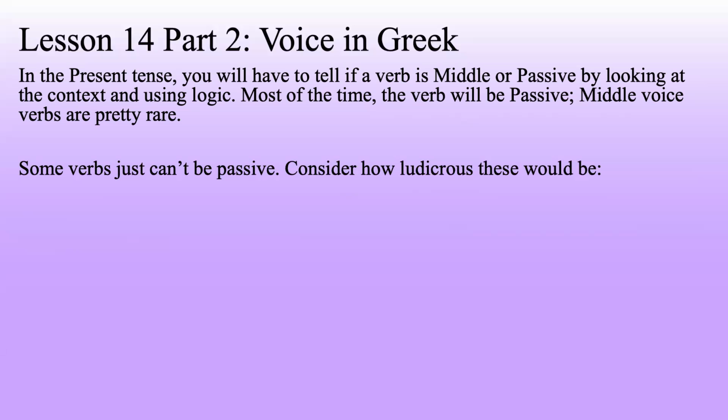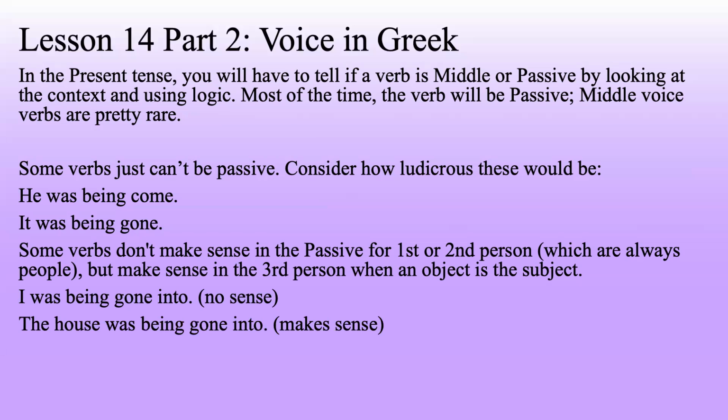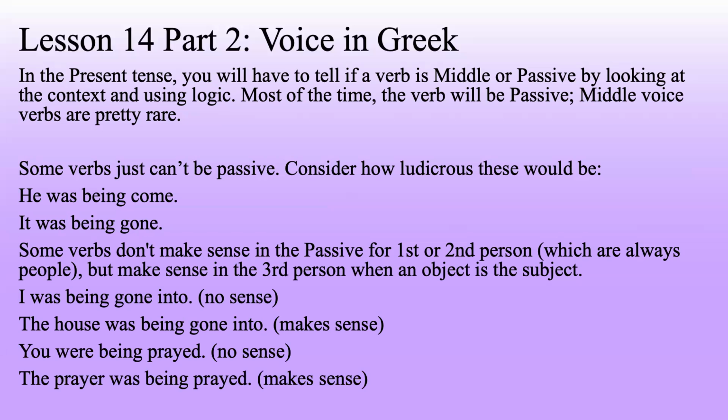Now, some verbs just can't be passive. Consider how ludicrous these would be. He was being come. It was being gone. Then there are some verbs that just don't make sense in the passive for a first or second person, which are always people, but they do make sense in the third person when an object is the subject. So I was being gone into doesn't make any sense, but the house was being gone into, that sort of does make sense. You were being prayed doesn't make any sense, but the prayer was being prayed. That does make sense. So occasionally you may run into one or two of these where you're trying to parse them where they just sound a little bit funny, but in a proper context, in a real sentence, they would actually make sense.